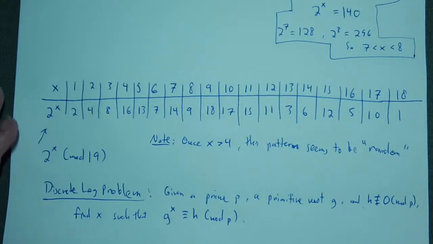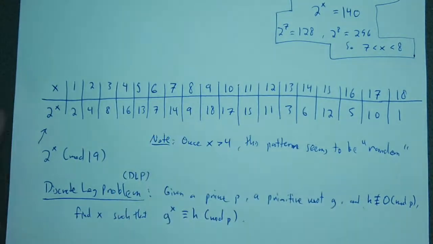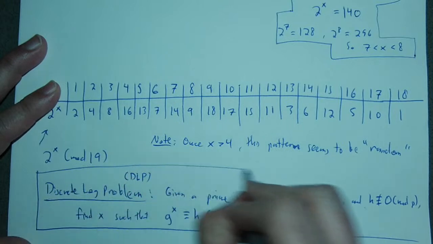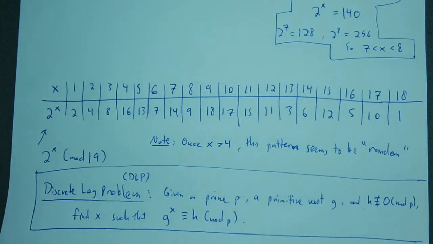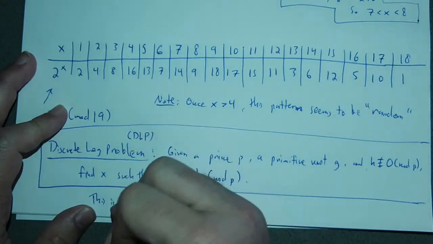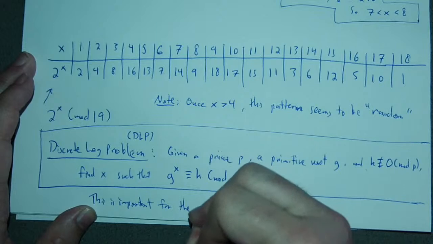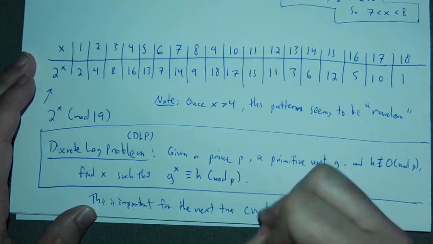So this is called the discrete log problem, abbreviated as DLP. So box that. This is going to be particularly important for the two applications in Chapter 12 we're going to talk about next. So this is important for the next two crypto applications we discuss.